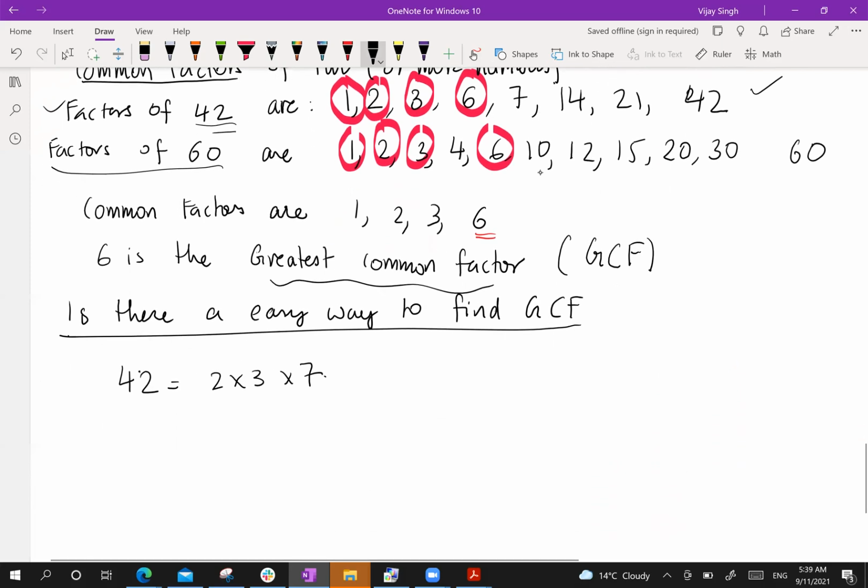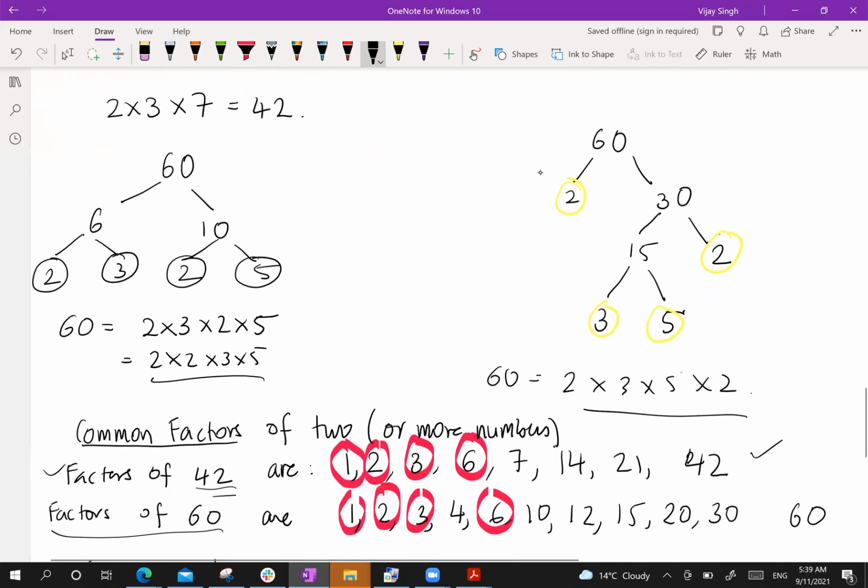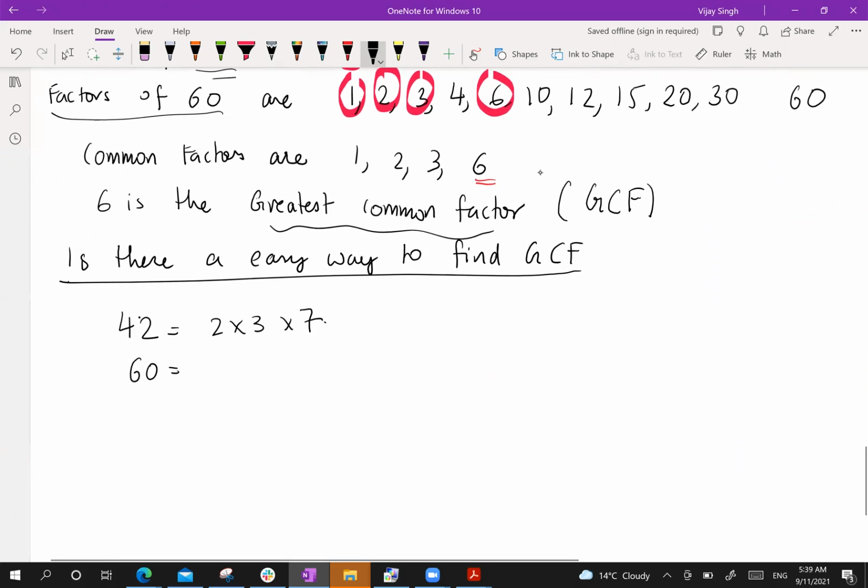And then what do we have? We have 60. What did we get for the factorization of 60? So 2 times 3 times 5 times 2.